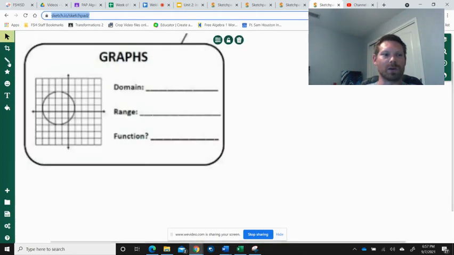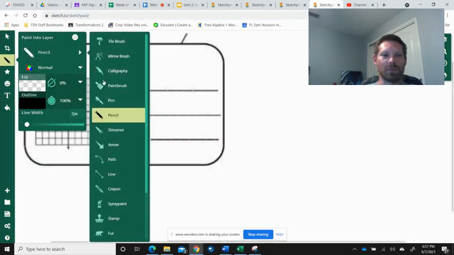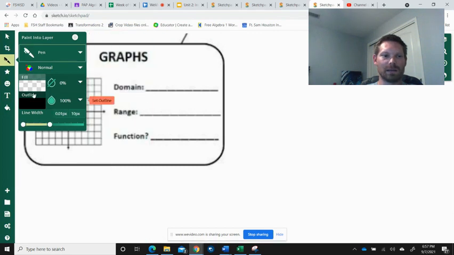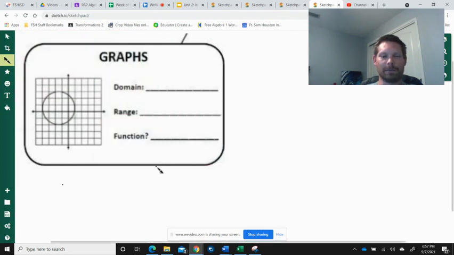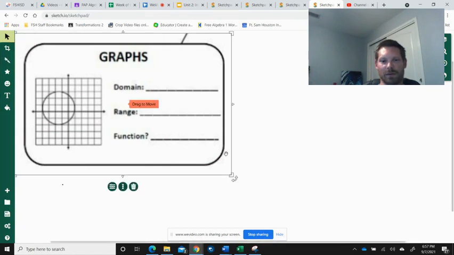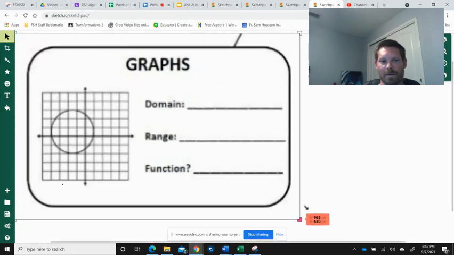Last one, graphs. This is probably the most important one for this class. This is the one that you're going to see the most often. Interesting looking graph here. I'm going to make this bigger. We have a circle.